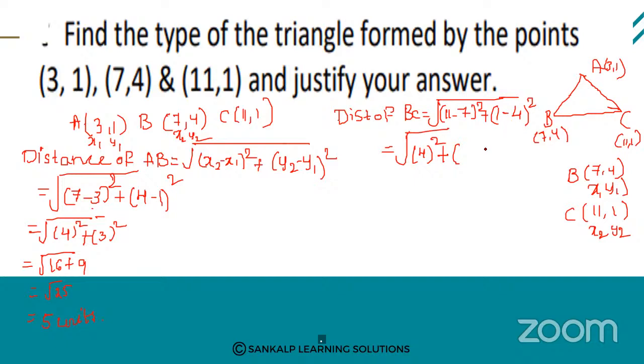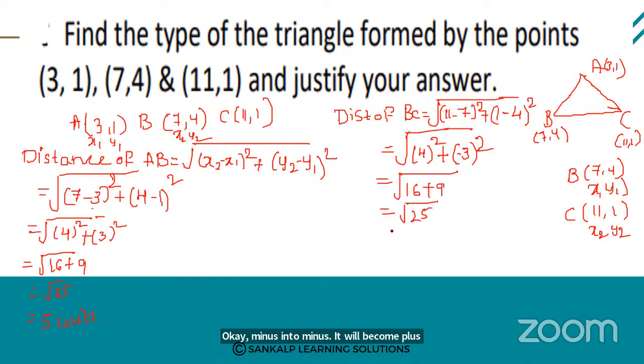1 minus 4 is? 1 minus 4. Subtracting 1 from 4 gives 3, but the bigger number is 4 and its sign is minus, so we will put minus here. Minus 3 square. Next, 4 square is 16, minus 3 square is 9. Minus into minus will become plus. 16 plus 9 is 25. 25 is a perfect square number. Which number's square is this? 5 into 5 is 25. So 5 units is the answer.